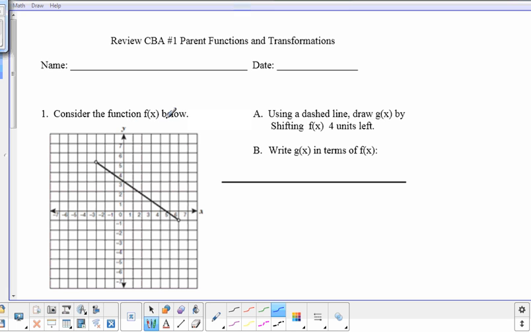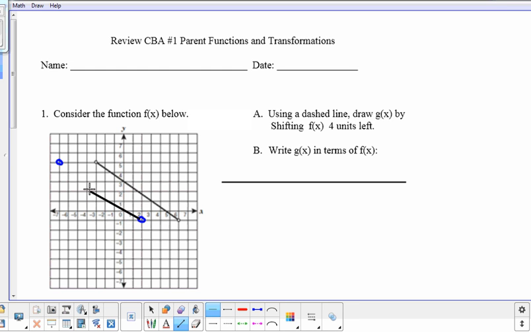Consider the function f of x below, this line that has two endpoints not included in the function. Using a dashed line, draw g of x by shifting f of x 4 units left. So we just have to move 4 units left. 1, 2, 3, 4, and really you just have to move the endpoints. 1, 2, 3, 4. 4 units left. And then the whole line moves 4 units left.